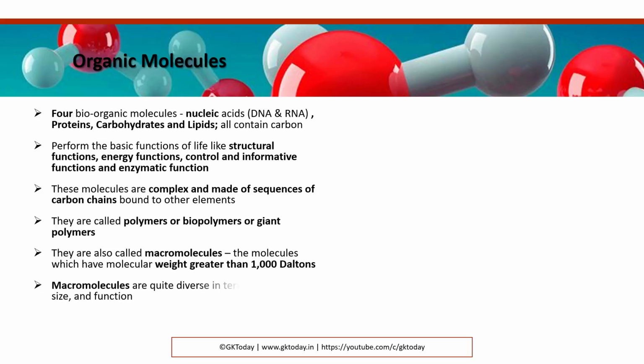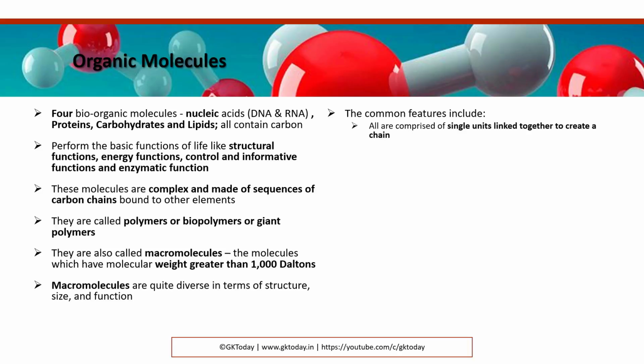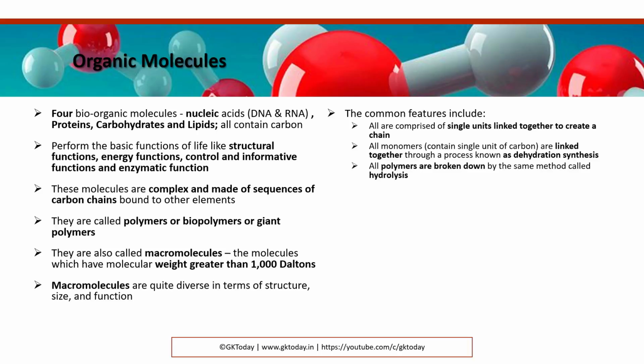Okay. So these macromolecules are quite diverse in terms of structure, size and function. There are some common features such as all of them are comprised of single units linked together to create a chain, similar to a freight train with many cars. All the monomers or single units contain carbon. All monomers are linked together through a process known as dehydration synthesis, which means building by removing water. All polymers are broken down by the same method called hydrolysis, which also means breaking with water. So basically the chains are formed by removing the water.